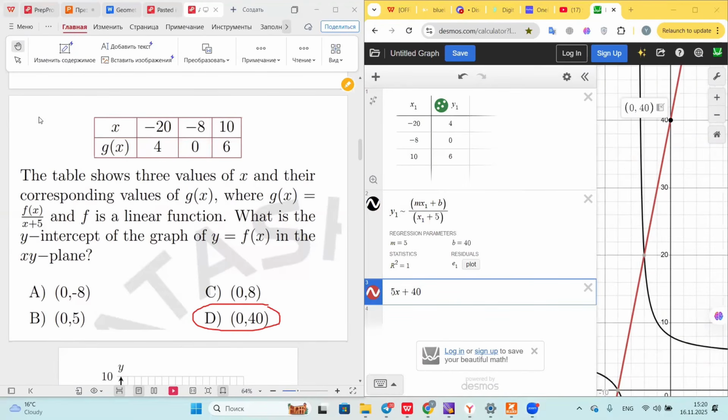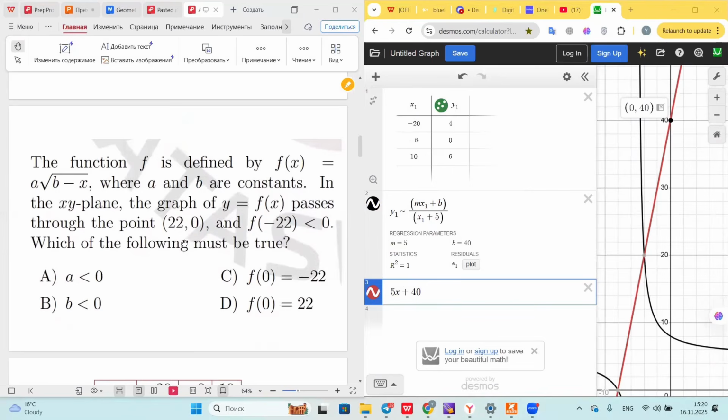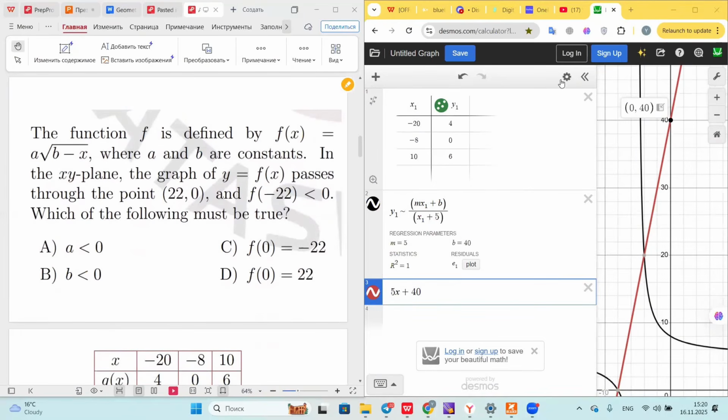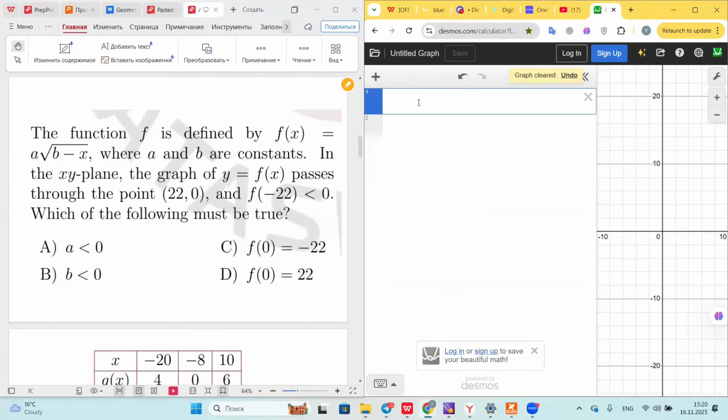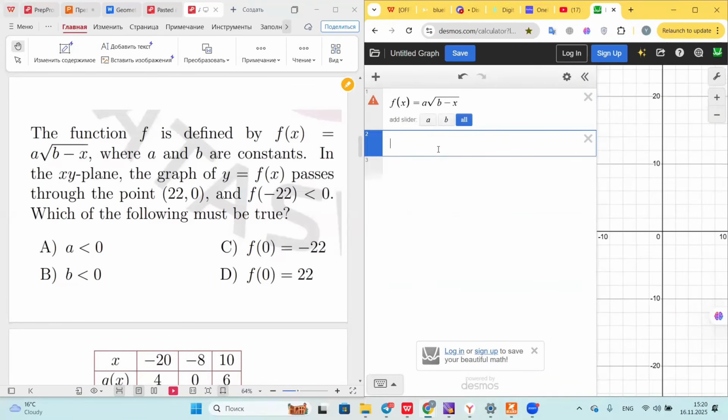Now let's move on to the back-solving problems. Look, read the question until I write. So when you see this kind of question, immediately open Desmos. A multiplication square root of b minus x. And you can see, yeah, your point passes through this. f(-22) is less than 0. Which of the following must be true?